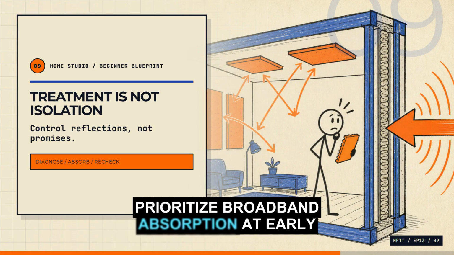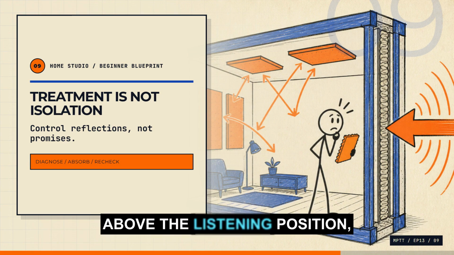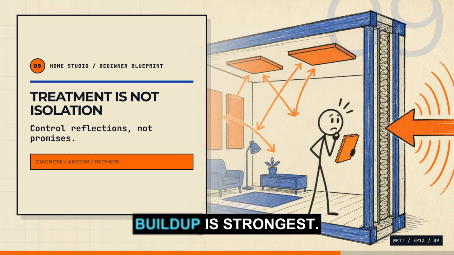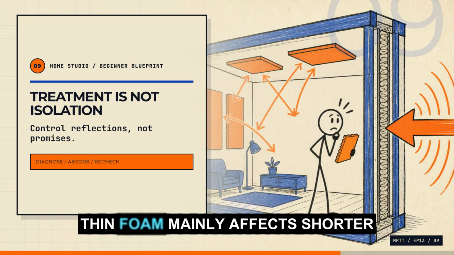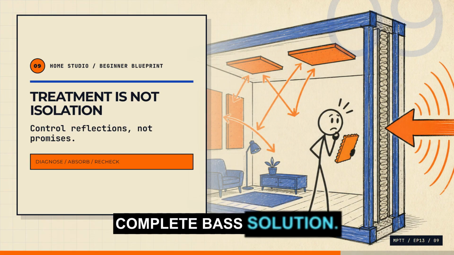Prioritize broadband absorption at early reflection points beside and above the listening position, with thicker absorption where low-frequency buildup is strongest. Thin foam mainly affects shorter wavelengths. It is not a complete bass solution.